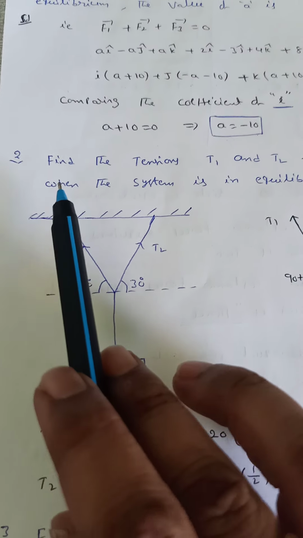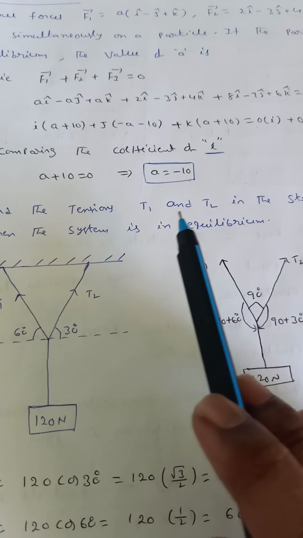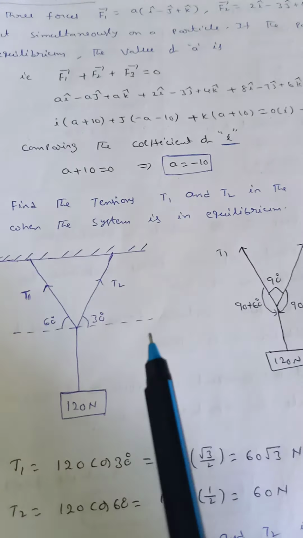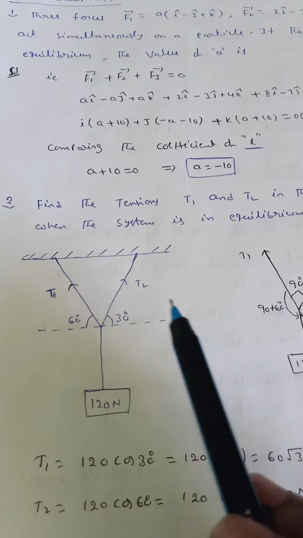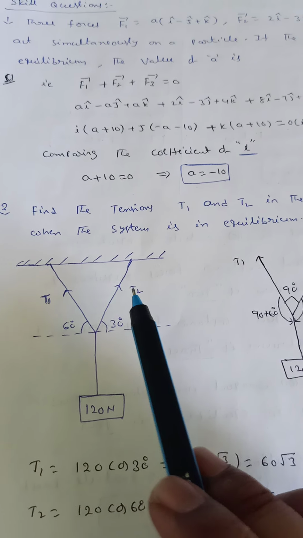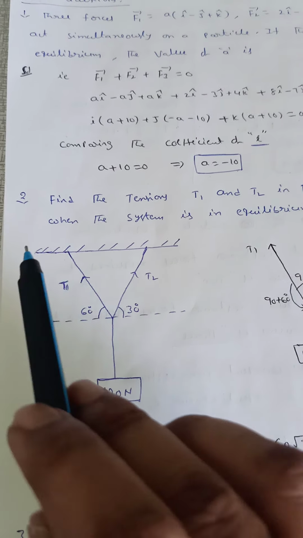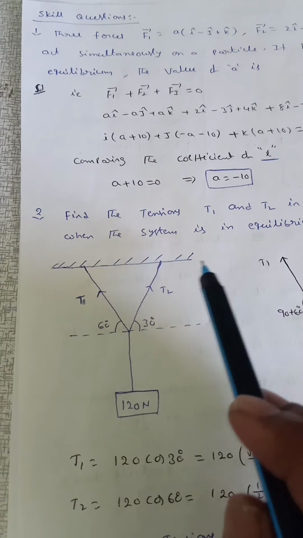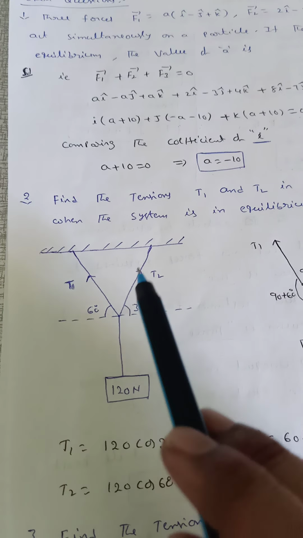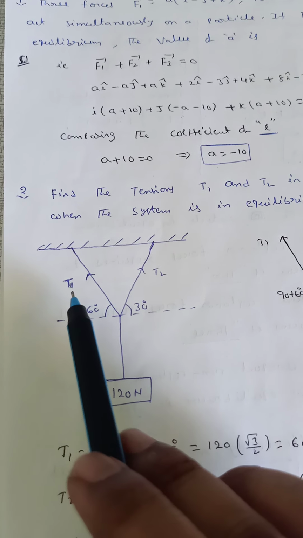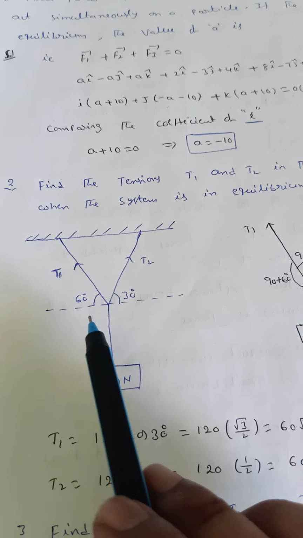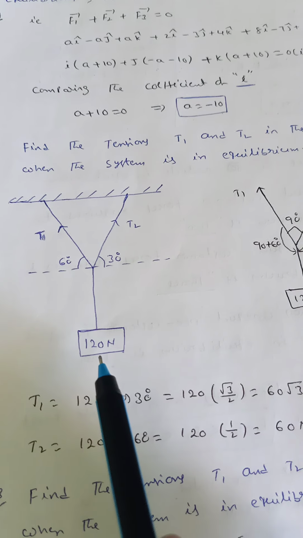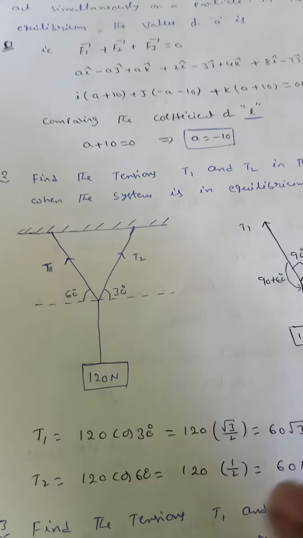And another important model. Find the tensions T1 and T2 in the strings as shown in the figure when the system is in equilibrium. To see the diagram, this is the rigid support and this is one string and this is another string. This string has tension T1 and this string has tension T2. The angles with the horizontal are 60 degrees and 30 degrees, and the hanging weight is 120 newtons.